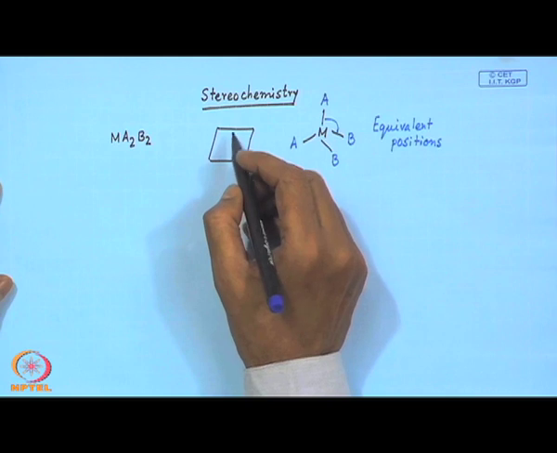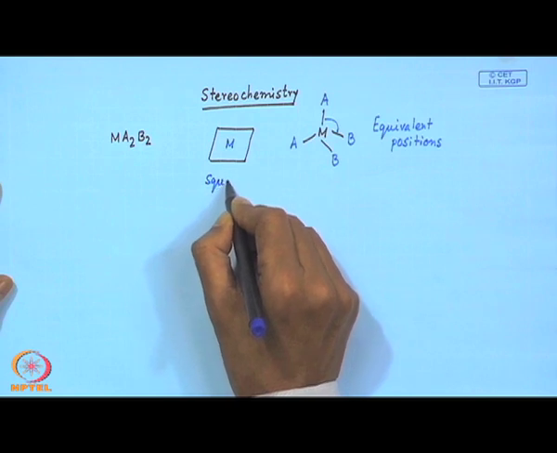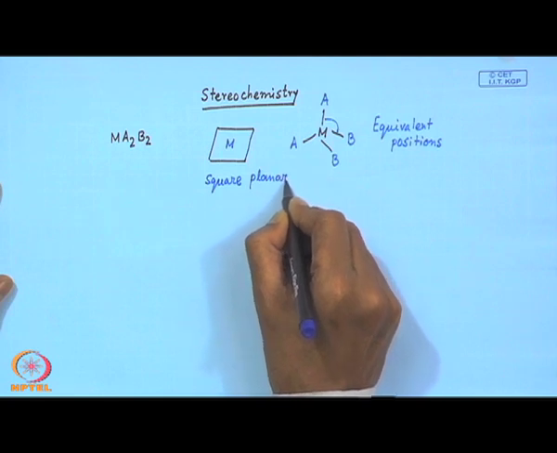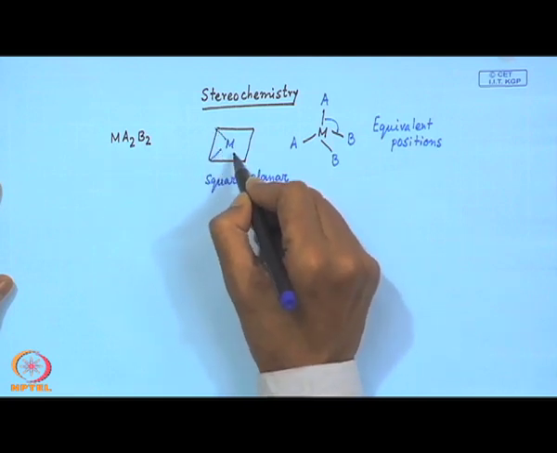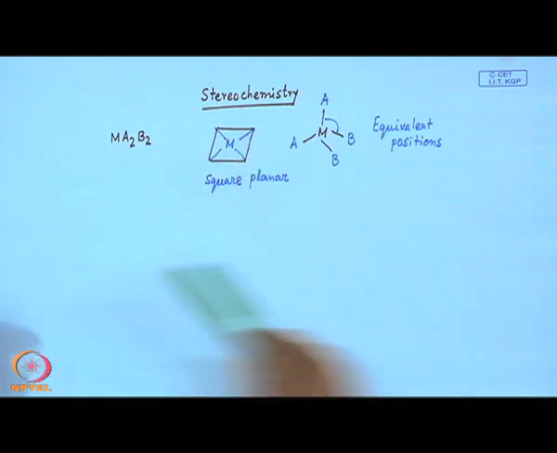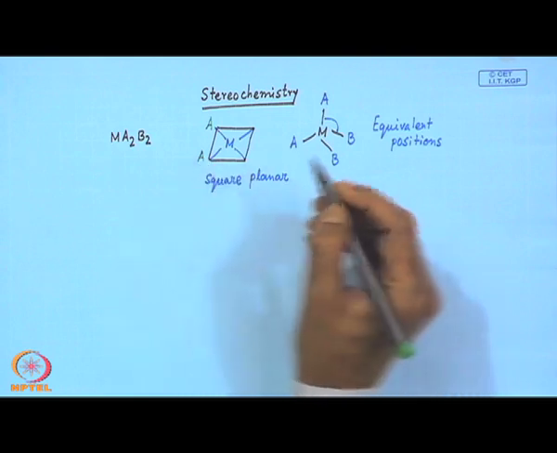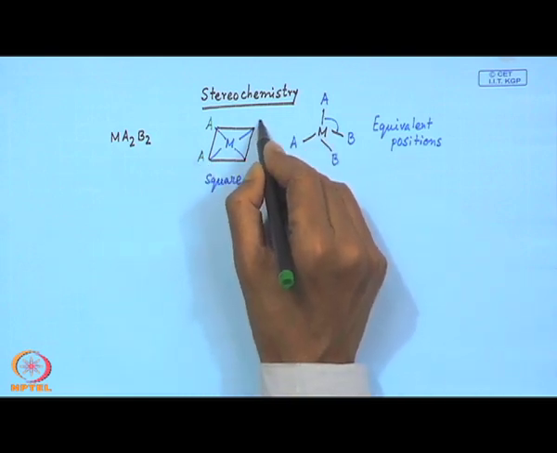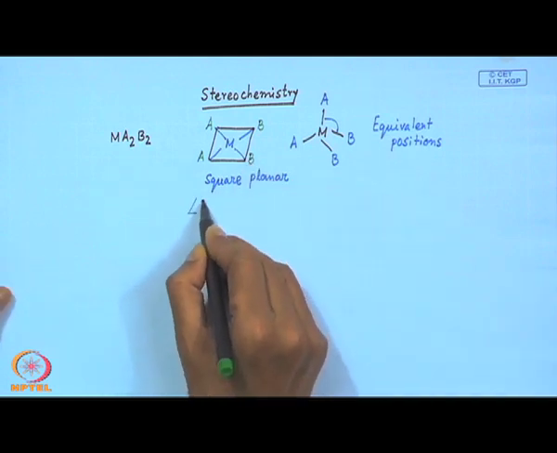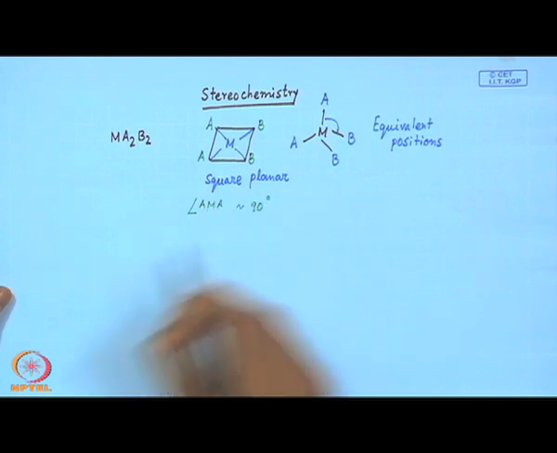But spatially, if we can arrange in a different way in a square planar geometry, we get one arrangement as the four groups in the plane where these two A groups are on one side and B groups are on the other side, and we have an angle of AMA close to 90 degrees.